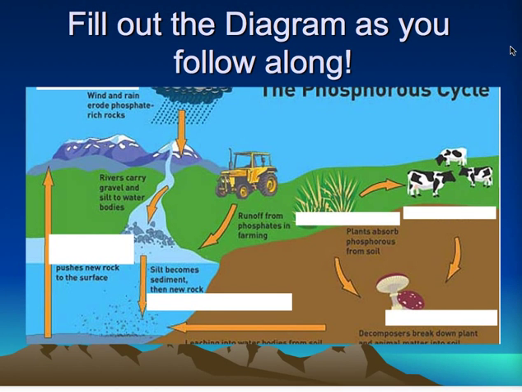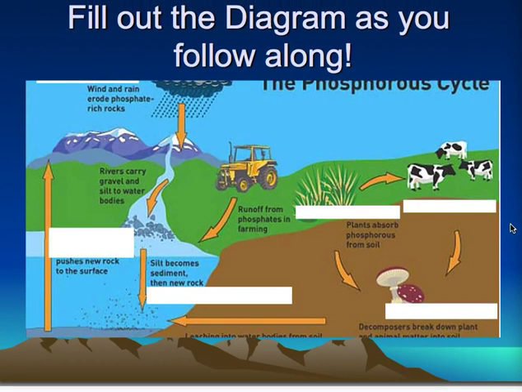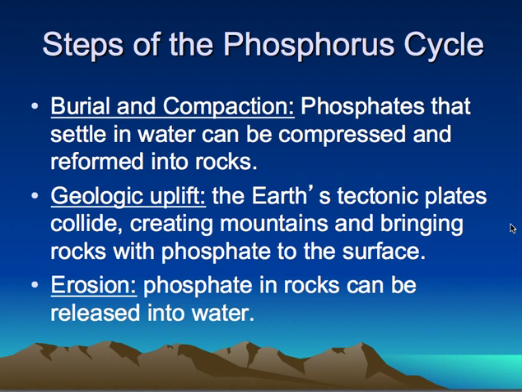Surprise, there's another empty diagram that I want you to fill out as you follow along. And again, we'll show the answers at the end. Here are some steps of the phosphorus cycle. There's burial and compaction. So phosphates that settle in water can build up and form rocks over time.